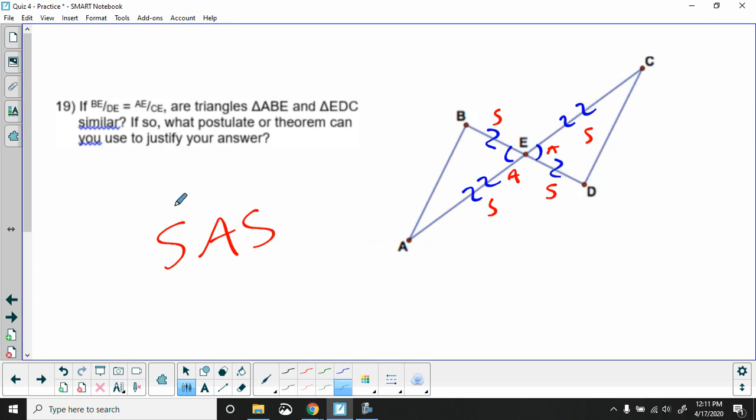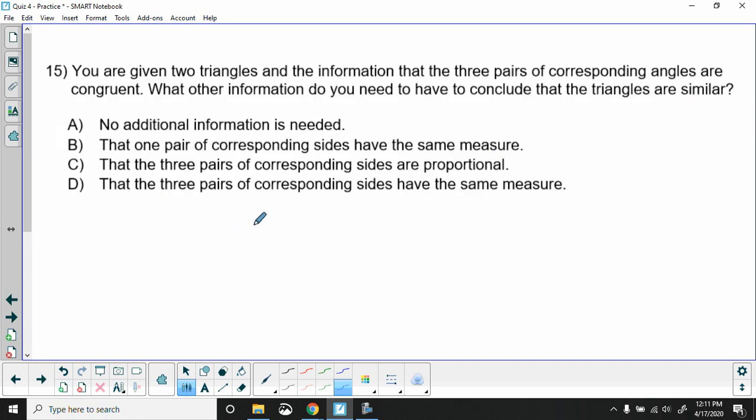You are given two triangles and the information that the three pairs of corresponding angles are congruent. What other information do you need to have to conclude that the triangles are similar? Right there's your hint. We don't need any more information because we can argue angle-angle postulate for similar triangles. So, A, no additional information is needed. We have plenty with the angles. Boop.